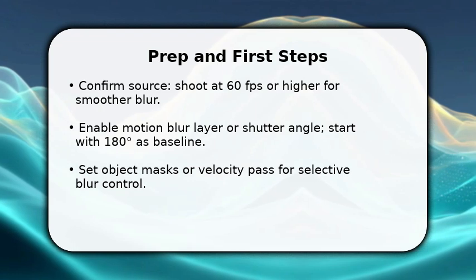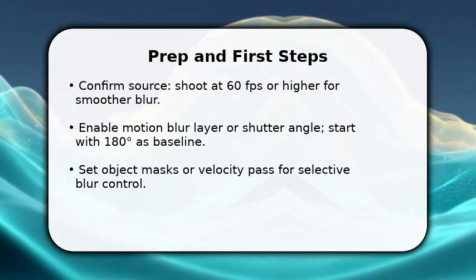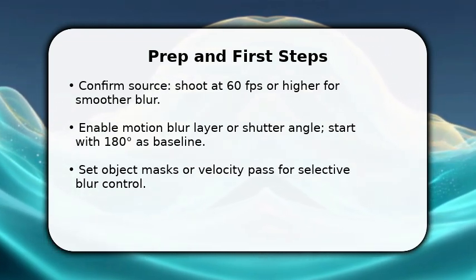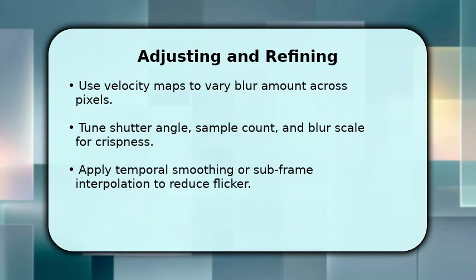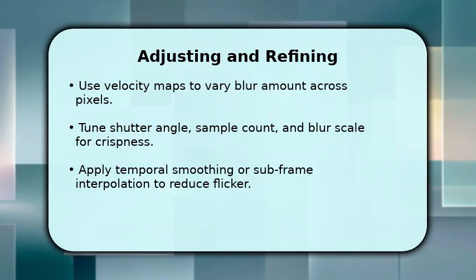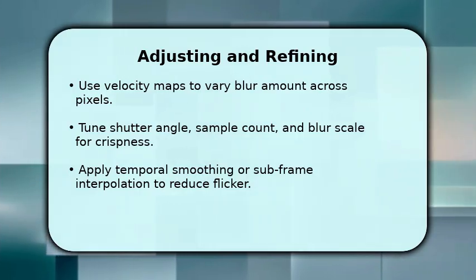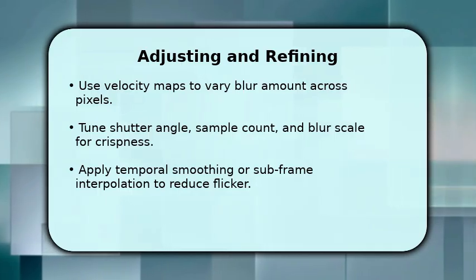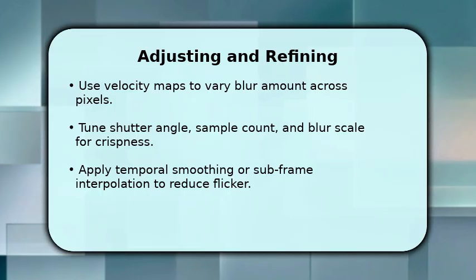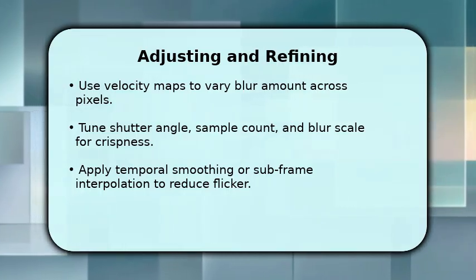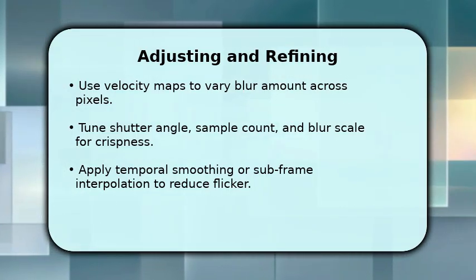You're now ready to apply a first pass blur to the moving elements and preview at 50% playback to check direction and strength. Now dive into refinement. Use the velocity map to drive per pixel blur so fast areas get more smear while slow regions remain sharp. At the same time, tweak shutter angle and sample count. Larger angles increase blur. More samples reduce artifacts but cost render time.